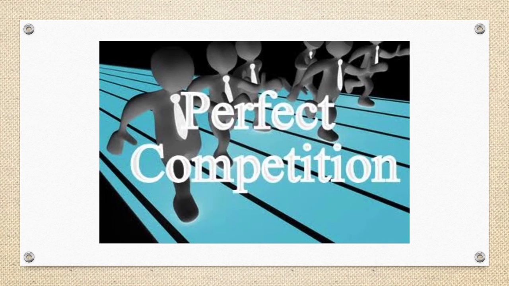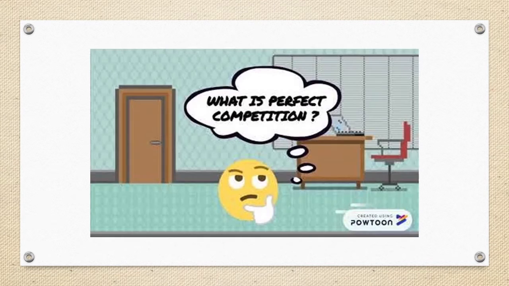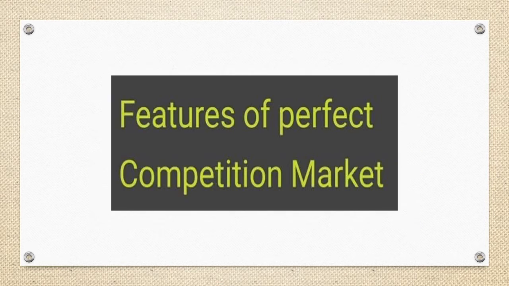Let us now look at how perfect competition works. Perfect competition is a market structure where a large number of buyers and sellers are present. All are engaged in buying and selling of a homogeneous product at a uniform price prevailing in the market without any government intervention. In other words, it is a market that is entirely influenced by the market force of demand and supply. Let us now look at some of the features of perfect competition.